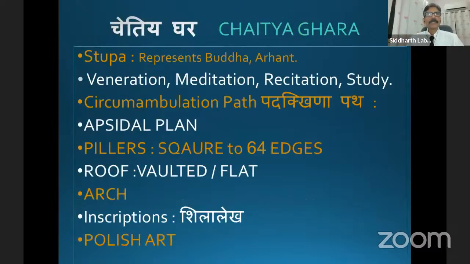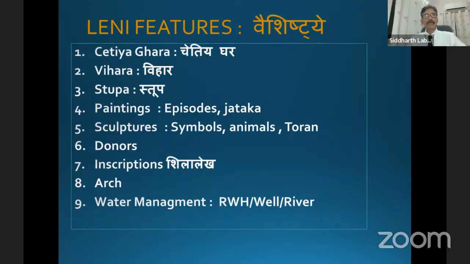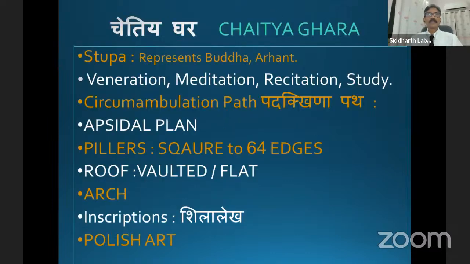Okay. Now we have seen the criteria, so we'll go one by one, right? First is the Chaitya Ghara. The main architecture of the Chaitya is the stupa. That stupa mainly represents the Buddha or Arhat. Either, but mostly the stupa is Buddha only.